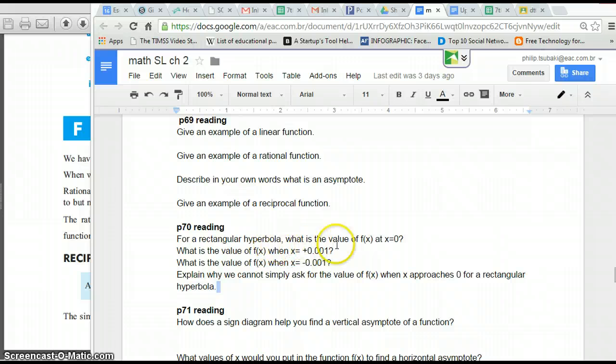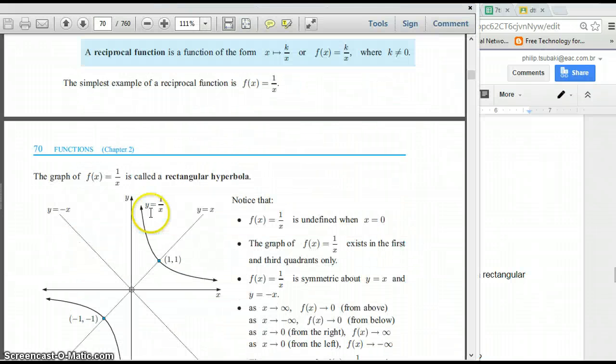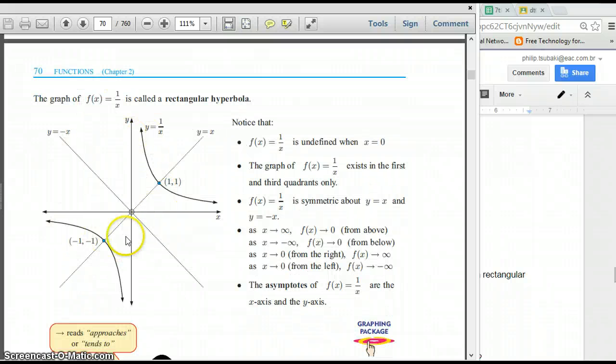For a rectangular hyperbola, what is the value of f of x at x equals 0? This is kind of a trick question. This is a rectangular hyperbola, y equals 1 over x. What is its value at x equals 0? It would be at this line. Well, you can see there is no plotted point for this line. In fact, there is an asymptote at this line. So the value of the function at this value of x equals 0 is undefined.